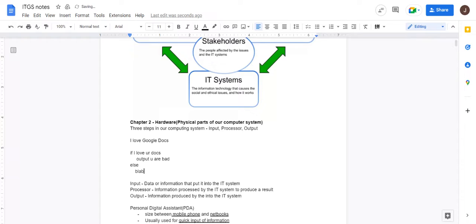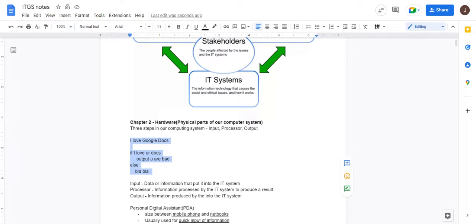Right. So basically, the processor is just a process of making judgments on what the system should output, or what information the system should produce. Processor is actually the process of making judgments, okay? Output, on the other hand, is just the information produced.